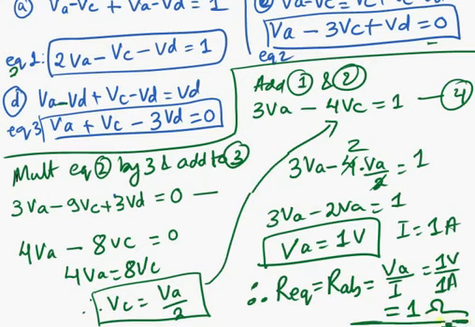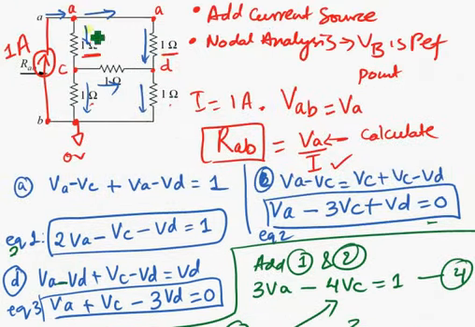So this is a technique to solve a complex network of resistors by using a current source and nodal voltage analysis to find the equivalent voltage and hence the equivalent resistance.